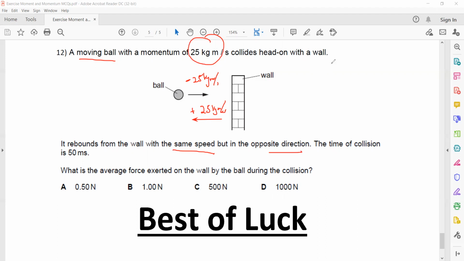So we need the force. First we will find the impulse, which is equal to the final momentum minus the initial momentum. The final momentum is 25, minus, this is the minus from the formula, and the initial momentum is minus 25. So when we solve, minus minus will be plus, so it will be 25 plus 25, that's equal to 50.